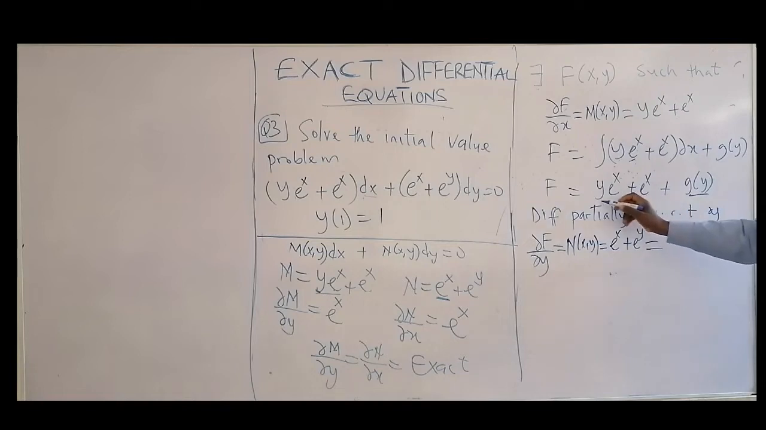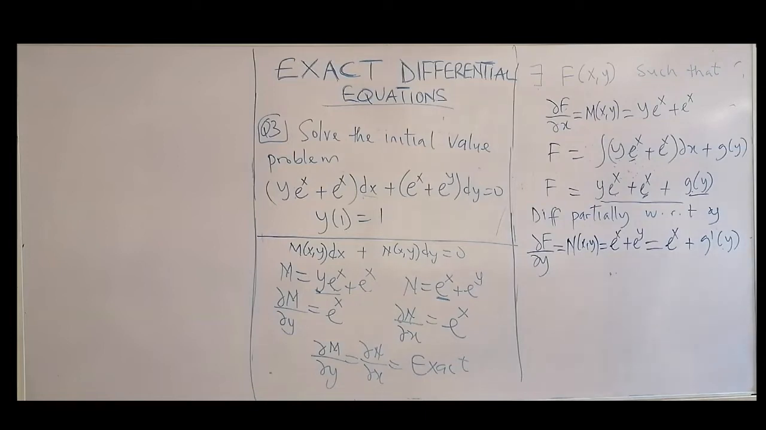Equal to what? Differentiate this. With respect to y, keep this one constant, you differentiate this, and I have this. This one also. Do you have y here? We don't have. So that's 0 plus what? Plus g prime of y. When you differentiate this one, you have g prime of y.